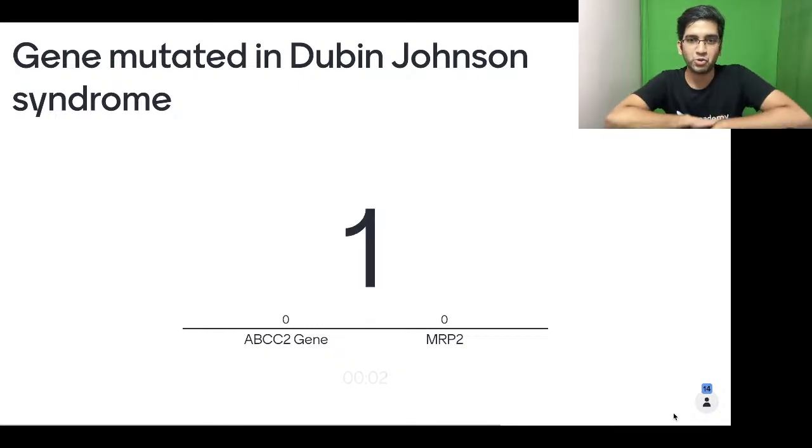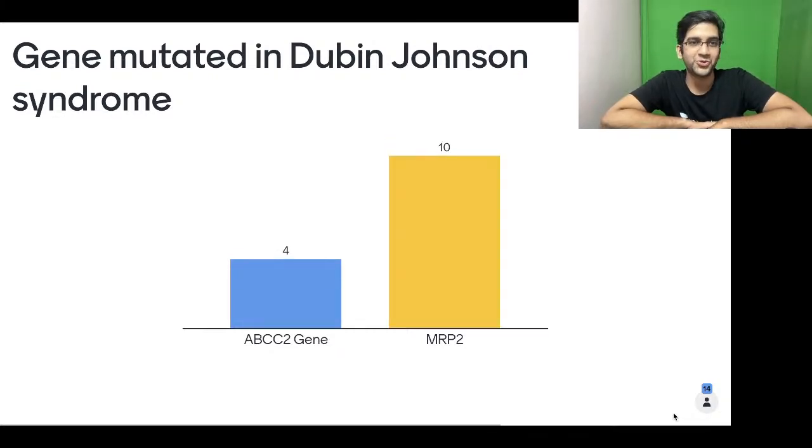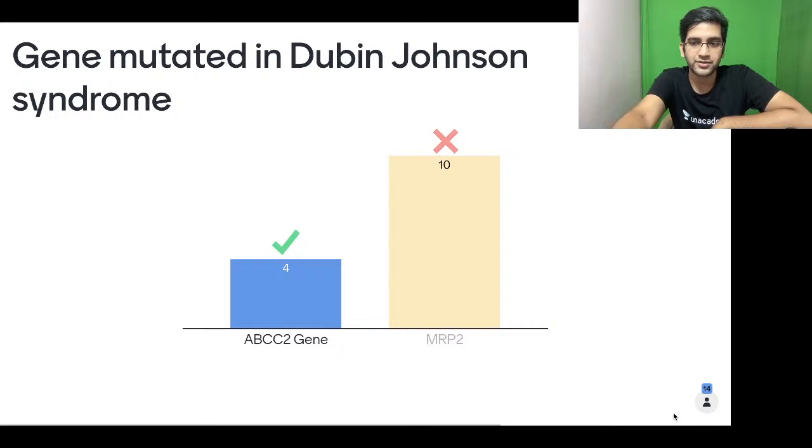I expect a different poll here. Let's see. MRP2 is a protein which is abnormal in Dubin-Johnson syndrome. The question is asking gene. The gene is ABCC2, which codes for the protein MRP2, right? It's just the wordplay here. I think the fastest finger first must have backfired here. Fine. We'll go to the next question. We have, I think, 15 more questions. Still, you can change the polls. Join.